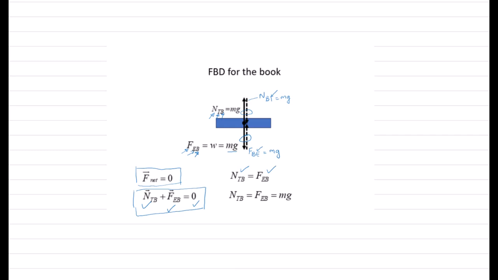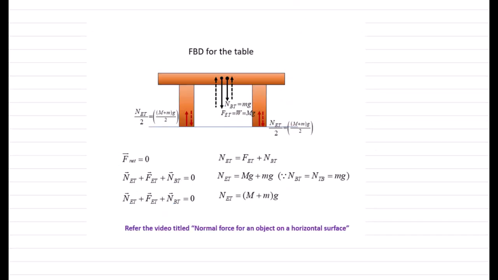And we know that FEB equals the weight, and that is equal to mg. So eventually, the upward force, which is the normal force by the table on the book, has to be equal to the force exerted by Earth on the book, and that is nothing but the weight of the object, equal to mg. Let's now focus on the free body diagram for the table. So keep into consideration only the forces acting on the table. There will be some forces in the upward direction and some forces in the downward direction. Let's analyze them one by one.